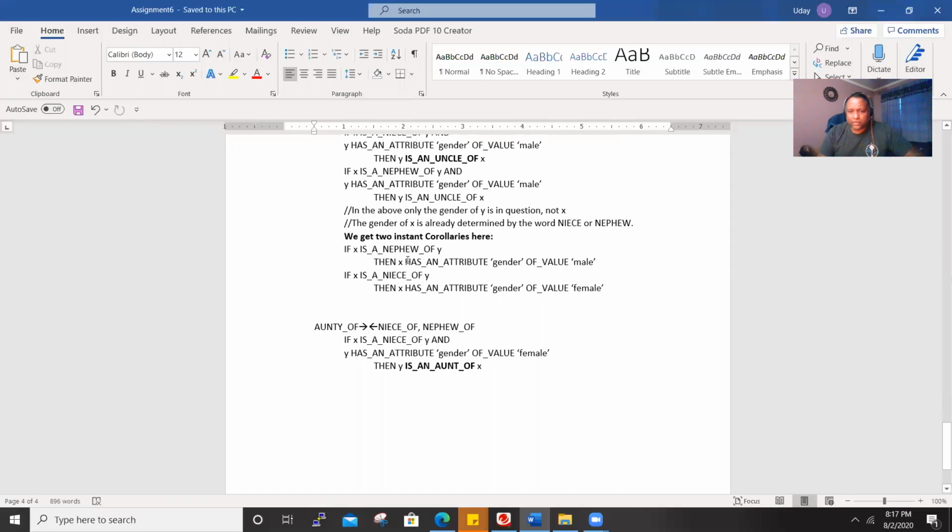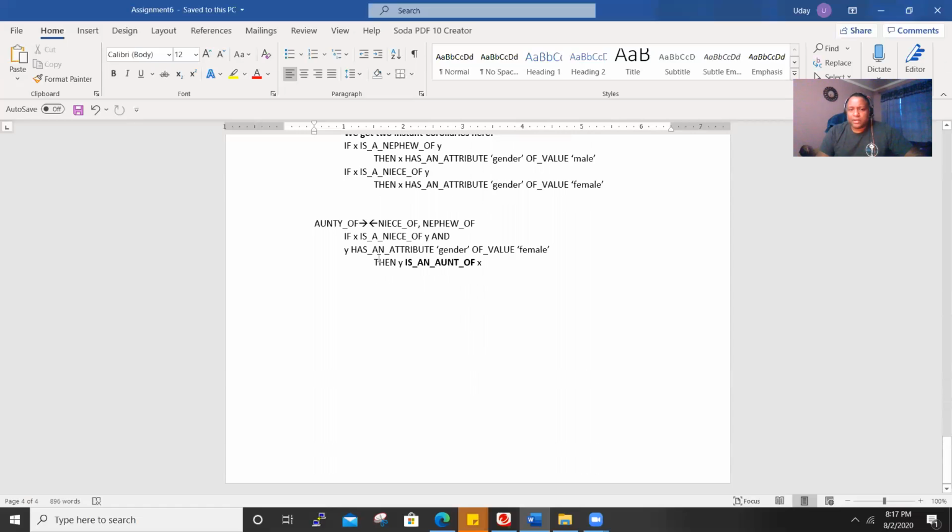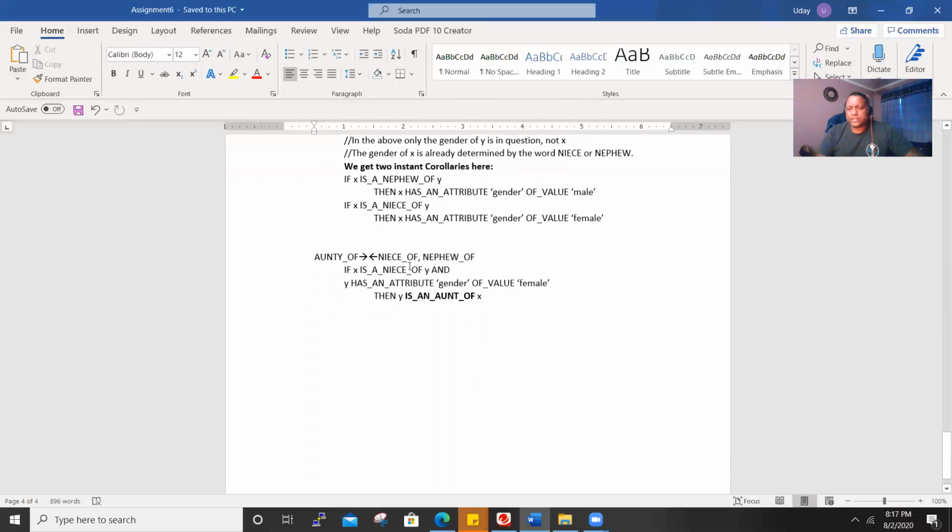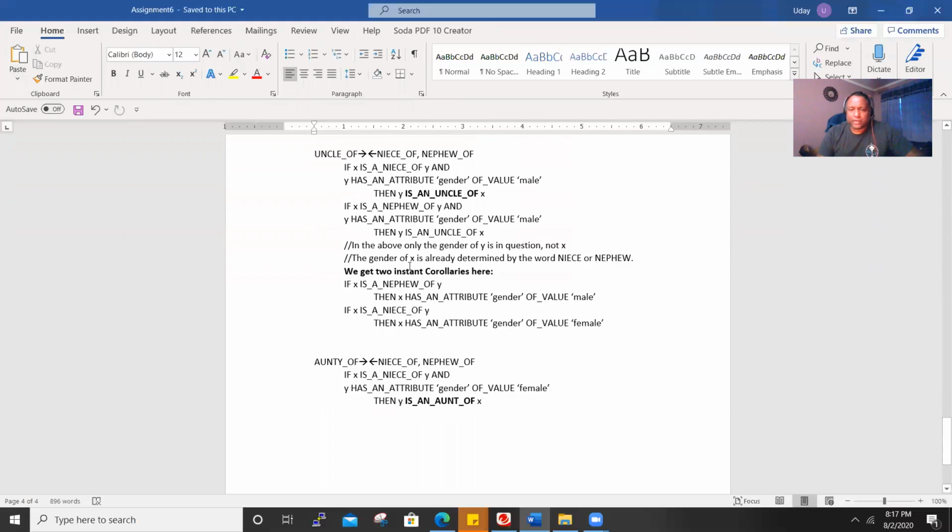So if X is a nephew of Y, X has an attribute gender of value male. So immediately we are already computing that the gender of this person X is male, and if X is a niece of Y, X has attribute gender of value female. This is before we even connect anything. By just using the word niece, it automatically specifies the gender of the person. So for uncle, and now we're doing aunt, if X is a niece of Y and Y has the attribute gender female, then Y is an aunt. It's just the gender that's changing, but that's how we define relationships.